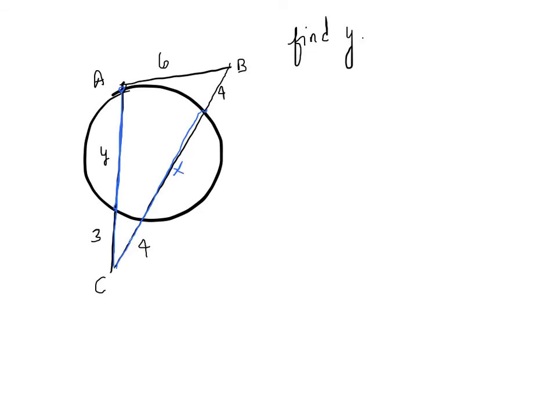If I did, I could set up 3 plus y times 3, so the whole secant segment times the external part, is equal to 4 plus x times 4. But right now I don't know what x is, so I can't solve just one equation with two variables. So let's go back and see if we can figure out what x would be.